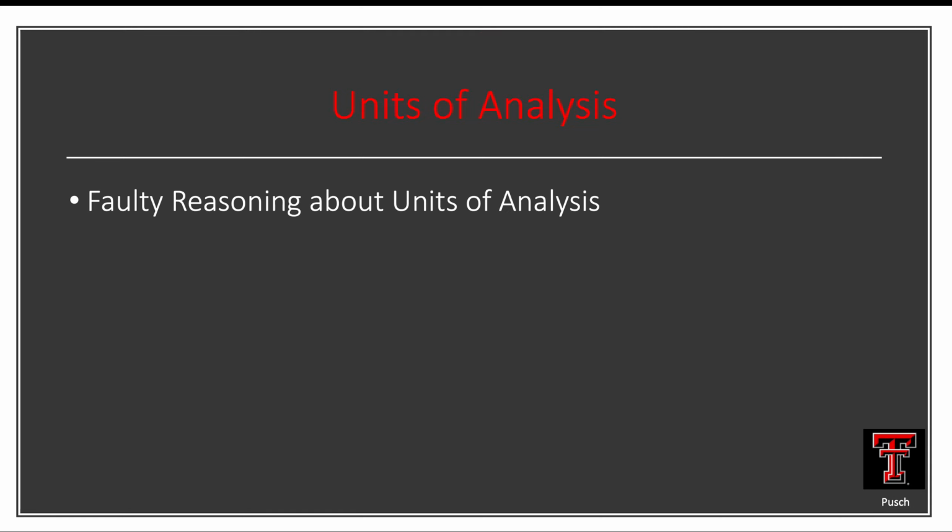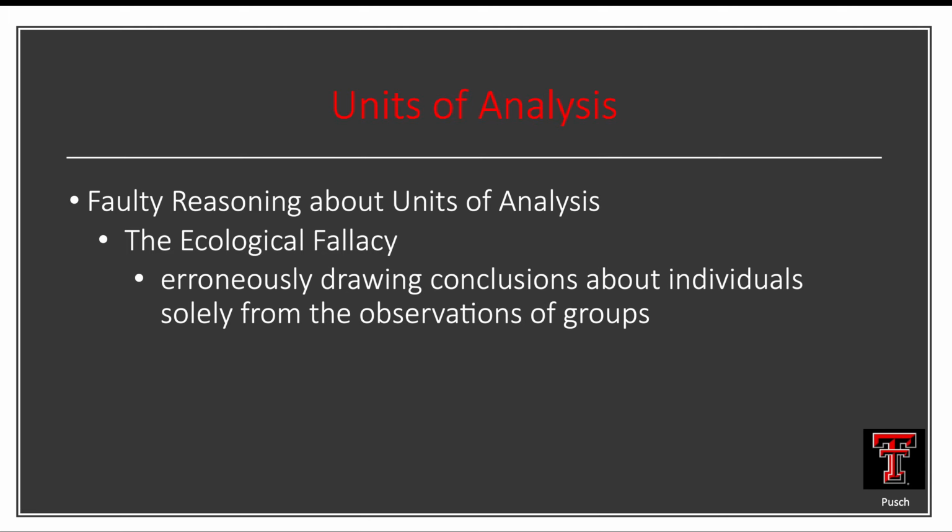Okay, so there's some faulty reasoning about units of analysis. The first is the ecological fallacy. So this is where units of analysis become really important when we're talking about social research. This is a concept that's a little bit tricky to get, so I'm going to try to explain it the best I can, but if you don't get it, maybe do a little research of your own to figure out what this means. So this is when you're erroneously drawing conclusions about individuals solely from the observations of groups. So we could also use solely from the observations of geographical areas as well.